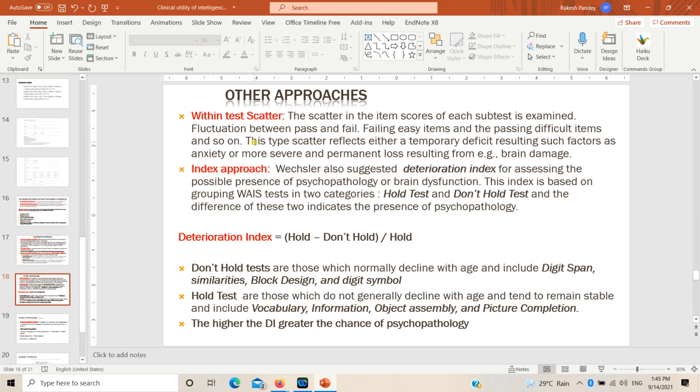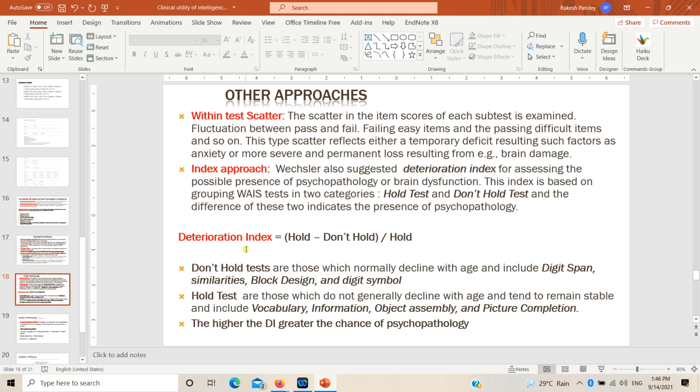If this type of variation is seen within a subtest, then this type of scatter will be called within subtest scatter, and this is also indicative of some brain pathology or psychopathology. Another approach is the index approach, and Wechsler himself suggested an index called the deterioration index. This deterioration index was proposed by Wechsler to infer the possible presence of psychopathology or brain dysfunction.